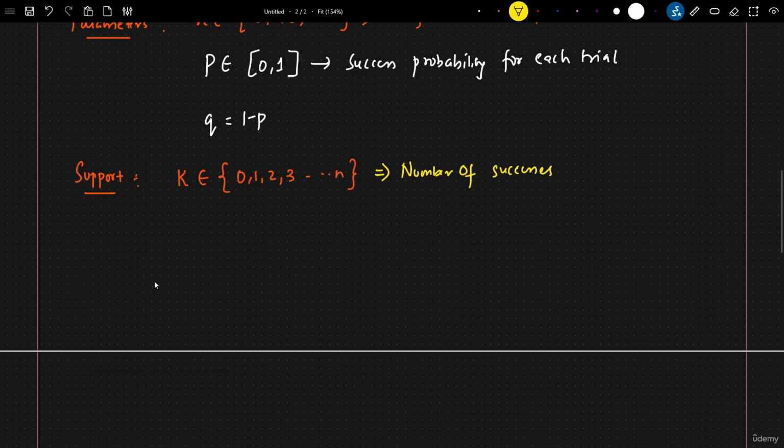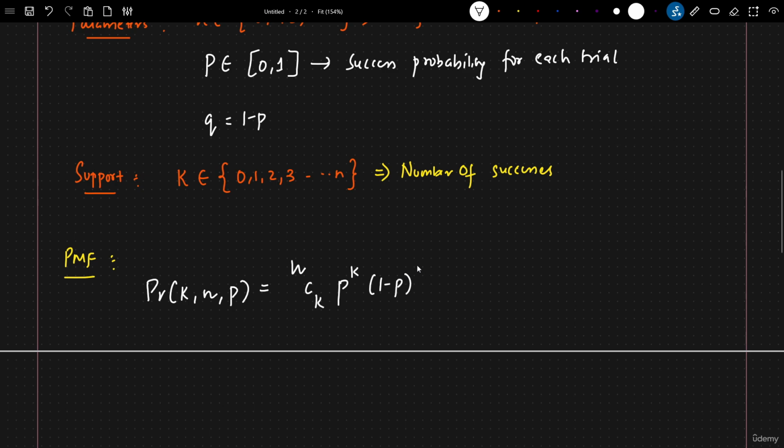So considering all these parameters, we will take the PMF and see how we can construct it. We will write the probability of k, and the PMF is just trying to find the probability for k, n, p. We define it like this: n C k, which is a combination, p to the power of k, 1 minus p to the power of n minus k. I hope you know this formula, right?